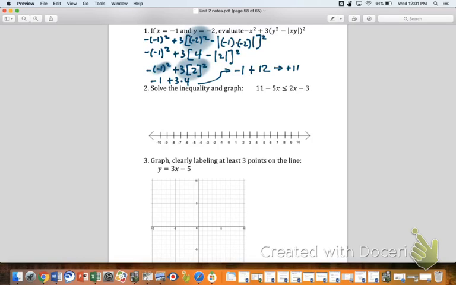Okay, we good? All right, number 2. So number 2 is 11 minus 5x is less than or equal to 2x minus 3. We're supposed to solve that inequality and graph. Suggestion, what did you guys do first? So I heard Callie say that she subtracted 2x from both sides first, so I'm going to do that. Of course, that's a matter of opinion, right? Highly debatable. I don't judge.